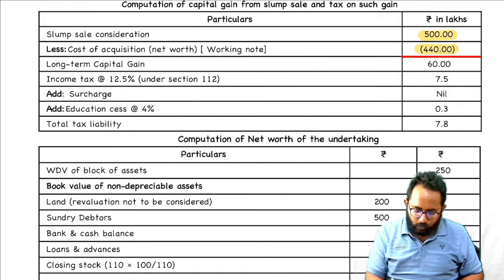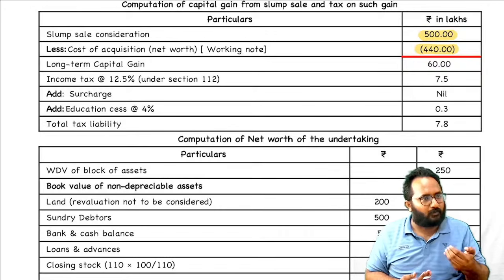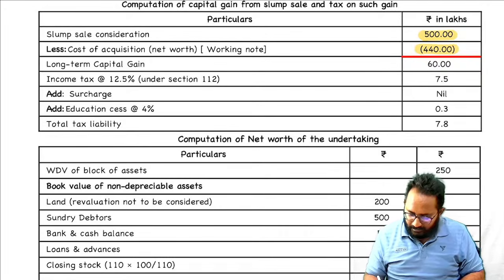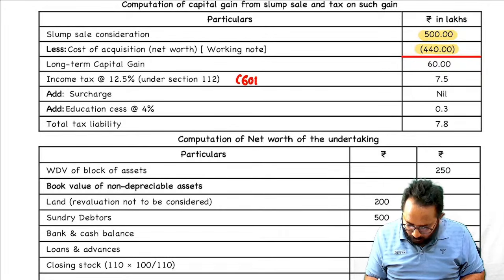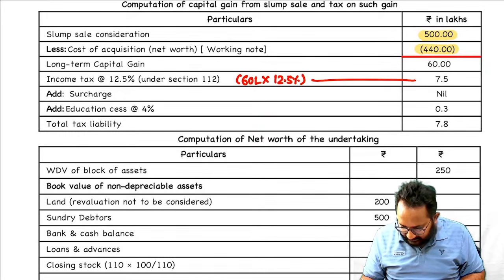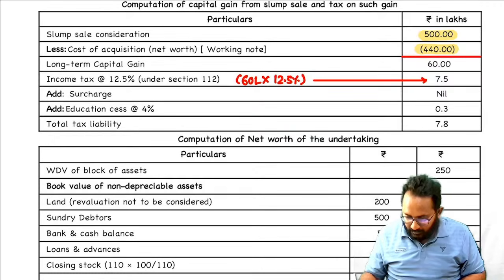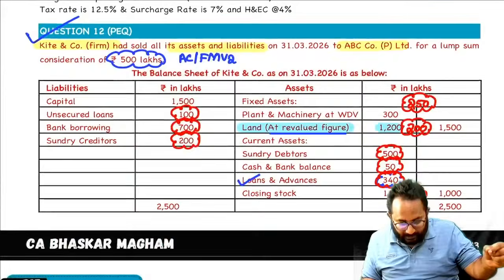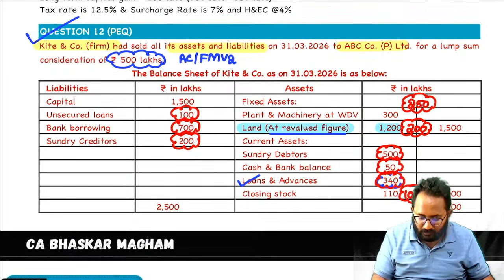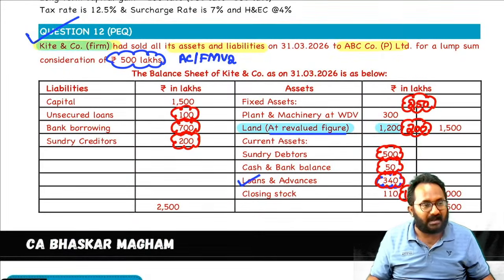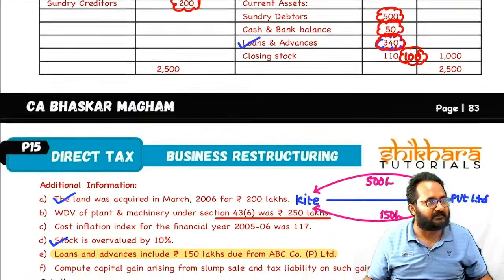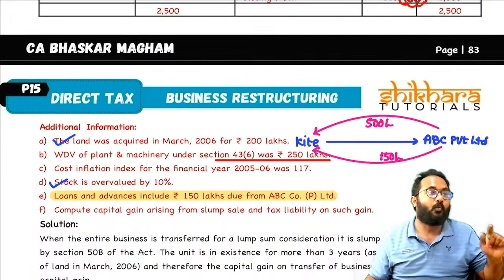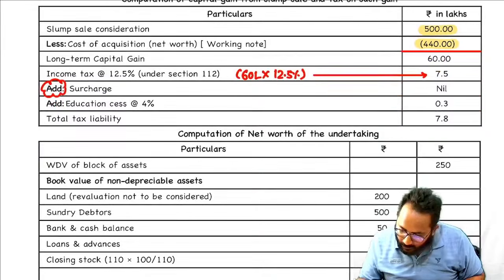Now, what is the tax rate? It is under section 112, because it is long term capital gain. 60 lakh into how much? 12.5%. How much will you get? 7.5 lakh. Here surcharge is not applicable. The reason: SSE is a company. Sorry, SSE is what? Partnership firm. For a partnership firm, when can we add surcharge? If total income exceeds 1 crore. But here, how much is the income?